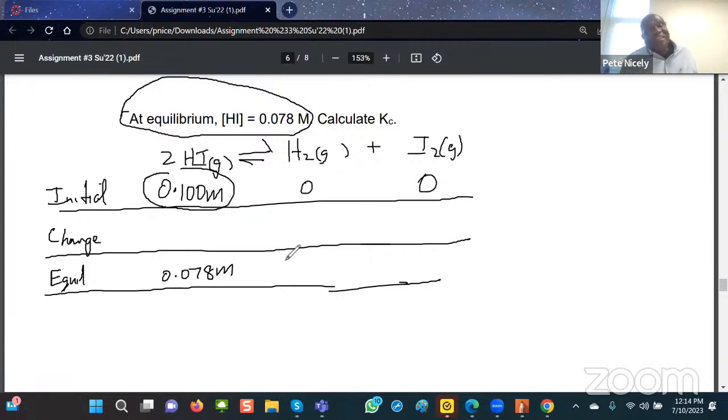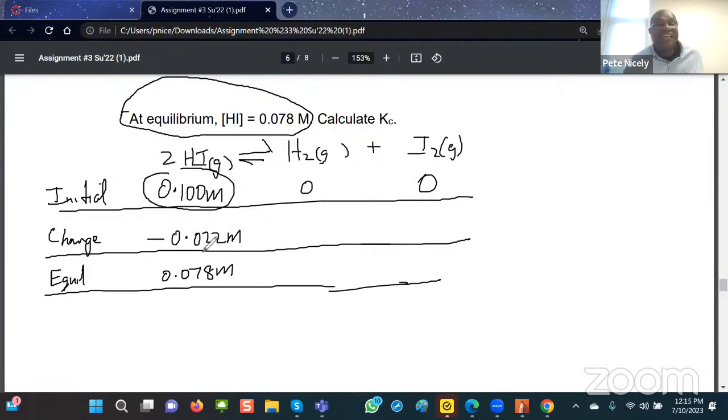At equilibrium, the concentration of HI falls from 0.100 M to 0.078 M. So we can figure out what the difference is, and that difference would be the change that I'm going to write down here. So basically what I'm going to do is find the difference between 0.100 M and 0.078 M. And according to my calculation, that change is going to be minus 0.022 M, all right? So that's the change as far as the hydrogen iodide is concerned.